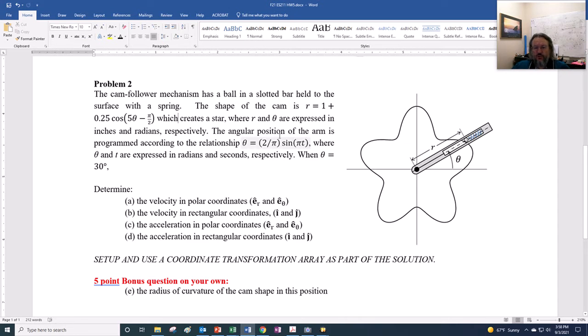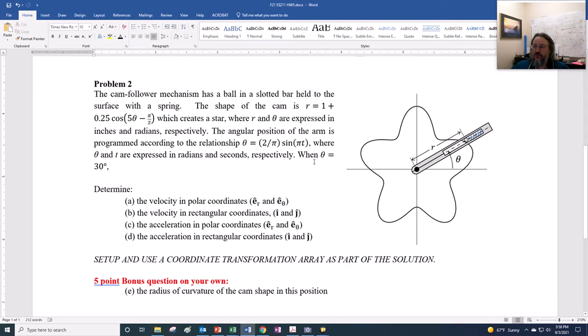And the polar position, I mean the angular position of this thing, theta, is programmed in a computer that's controlling a motor or something that's turning the thing. Theta is equal to 2 over pi times sine of pi t, where theta and t are expressed in radians and seconds, respectively.